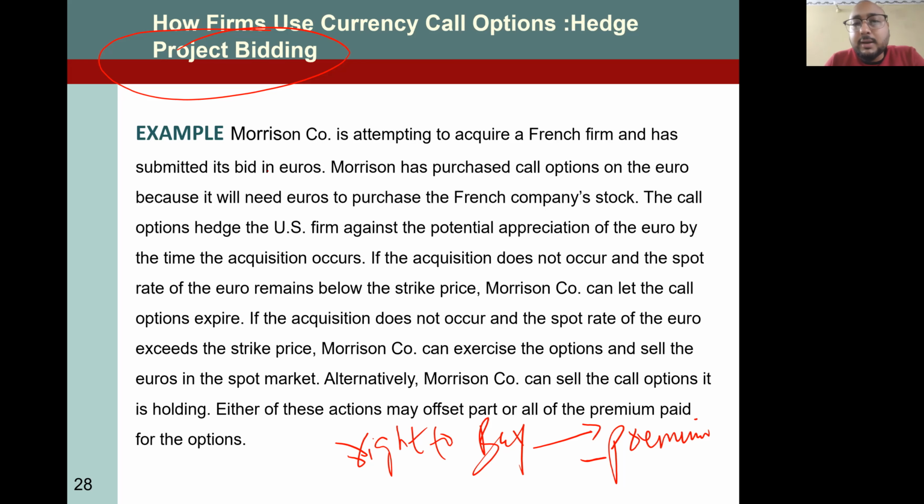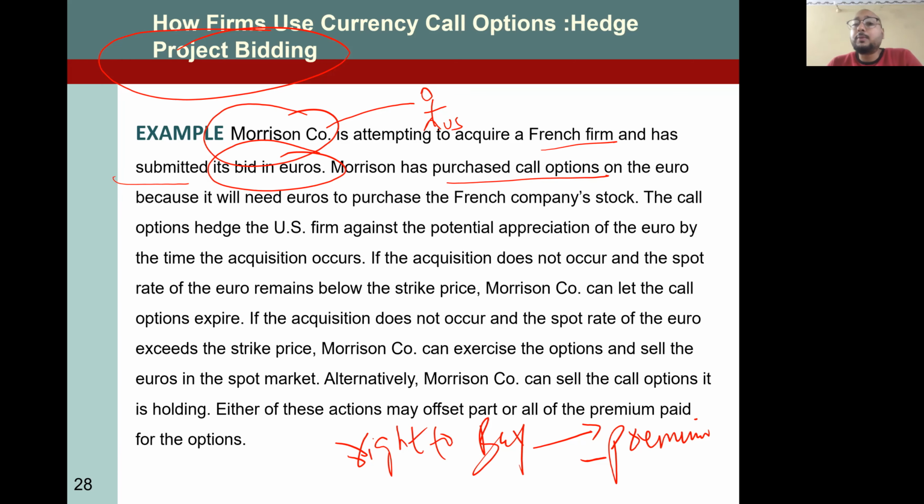Morrison Company is attempting to acquire a French firm and has submitted its bid in euros. Morrison has purchased a call option. Right now they haven't won the project, they are just bidding for it. Remember, whenever you read an example that is silent regarding the origin, assume you are in the US, because this book is from the US perspective. So Morrison is a US company and they want to acquire a French company.